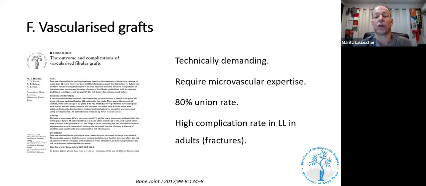However, vascularized fibular graft is a viable option for large bone defects. In the lower limbs in adult trauma, it is not my first choice, and the reason for that is you replace a large bone like the tibia with a thin fibula. There's a high union rate, as you can see here, 80% quoted in this paper of more than 100 cases, but there's a high complication rate in lower limb cases, and this is specifically with fractures of the fibular graft at a later stage.